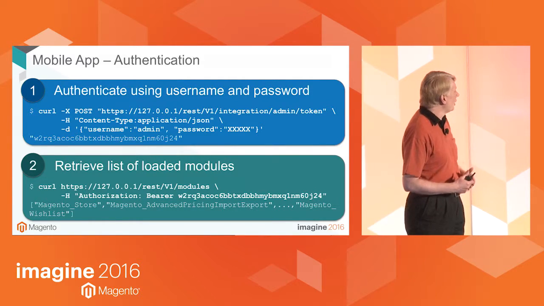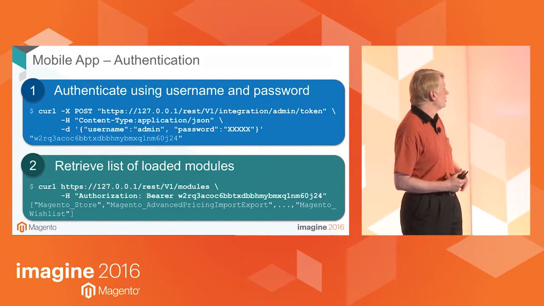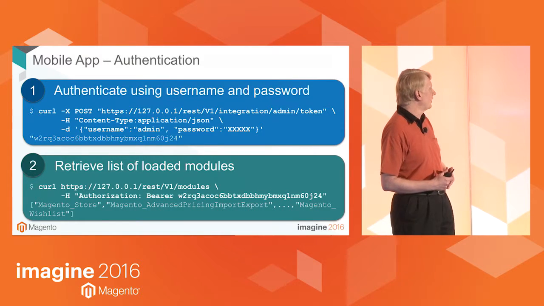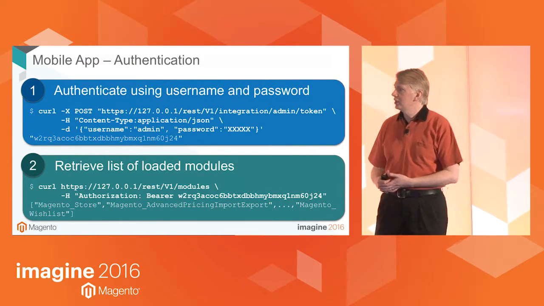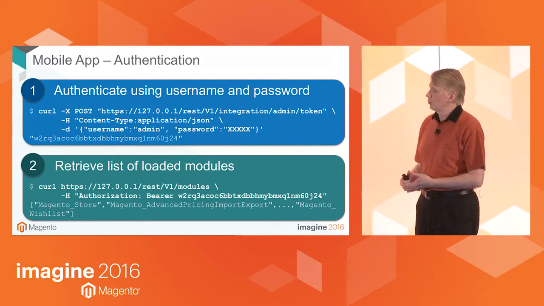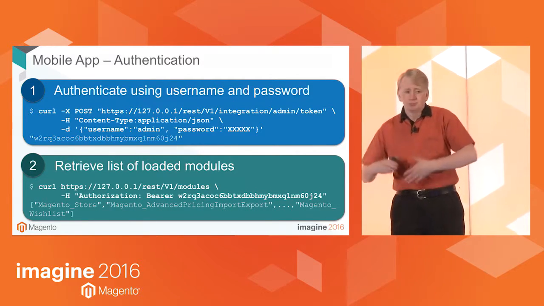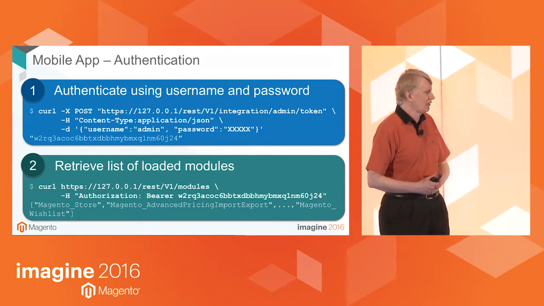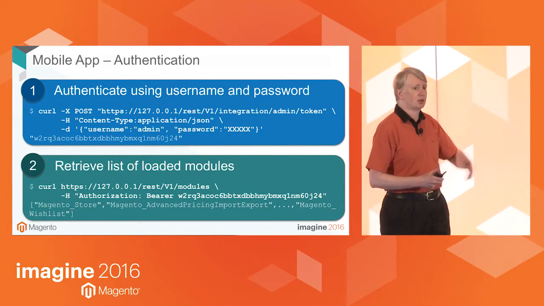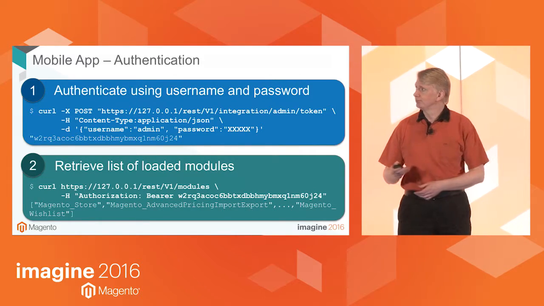Then in the following requests, such as this one, which was just an example of fetching a list of modules, you just have to add an extra header, the authorization header. You put in that particular token with the word bearer in front of it. That's it. So it's not really complicated to do this sort of authentication. It's hopefully fairly straightforward, as you can see there.